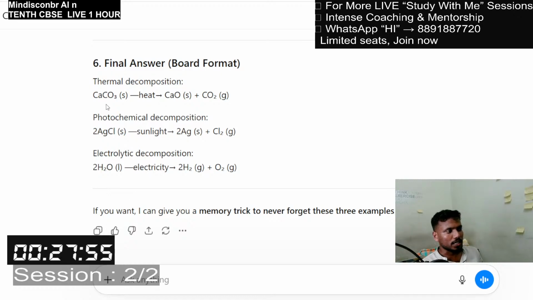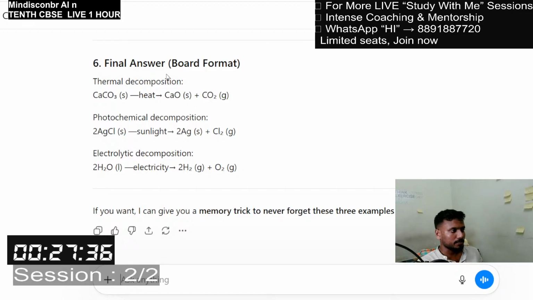Thermal decomposition: calcium carbonate on heat gives calcium oxide plus carbon dioxide. Is this balanced? 1 calcium, 1 calcium, 1 atom of carbon, 1 atom of carbon, 3 atoms of oxygen and 3 atoms of oxygen. It is balanced. Calcium carbonate is solid, calcium oxide is also solid, whereas carbon dioxide is in gaseous state.